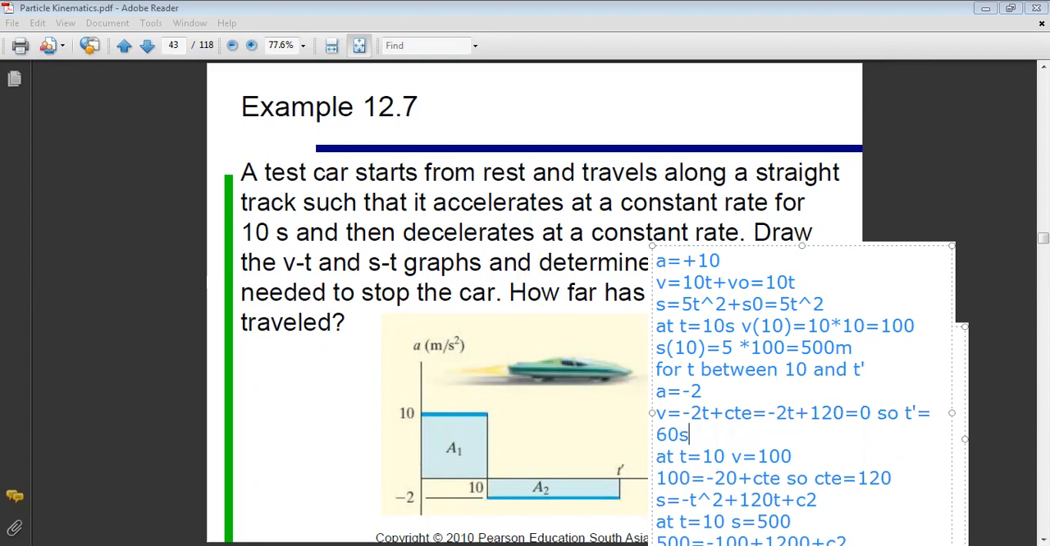Once I find t prime, how do I find the total distance traveled? What should we do now? Now we replace in S. Exactly, we replace in S. Why is the total distance here equal to S? Because I moved in one direction. Who will tell me why I moved in one direction?